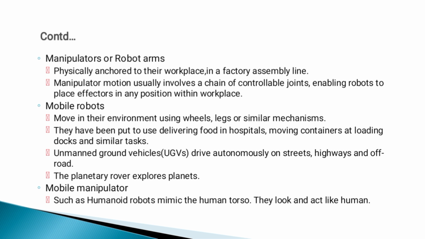Unmanned ground vehicles drive autonomously on streets, highways, and off road. The planetary rover explores planets. Then mobile manipulators, such as humanoid robots, mimic humans. They look and act like humans.